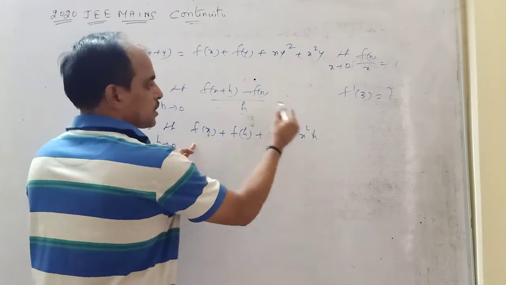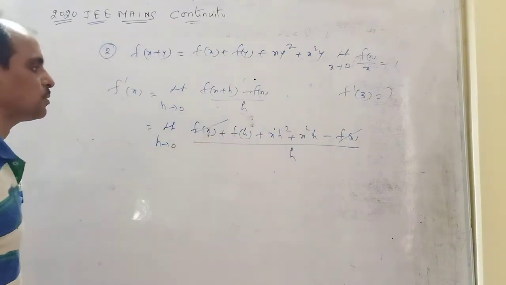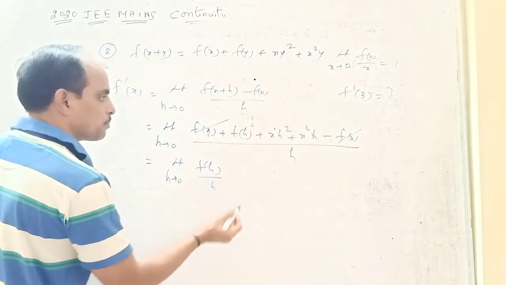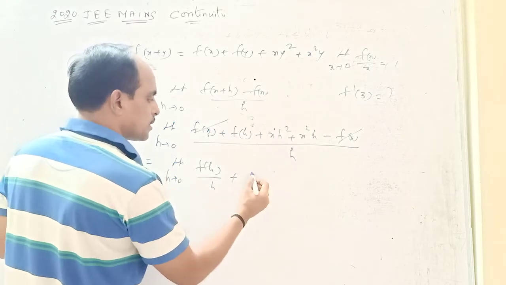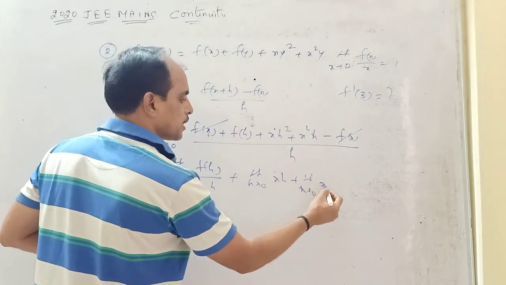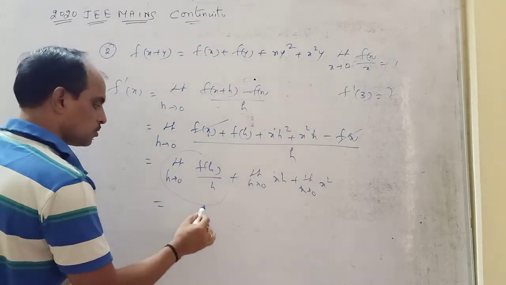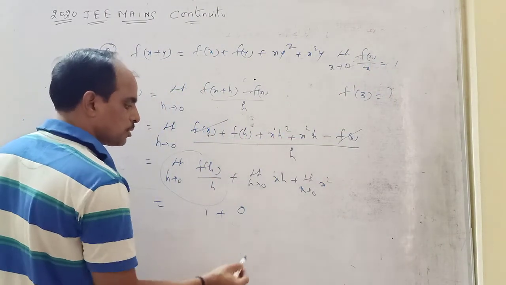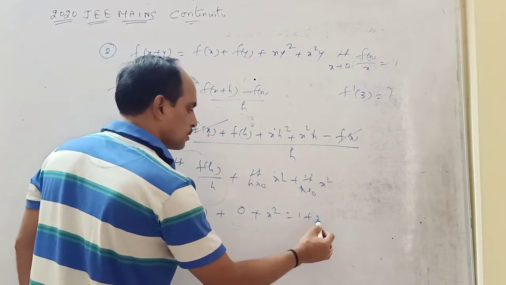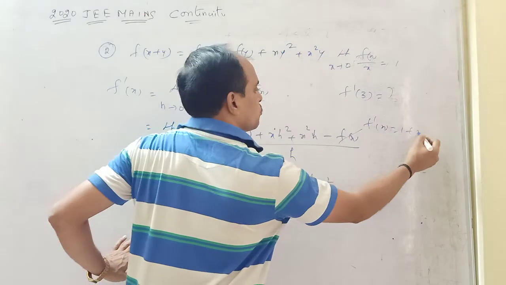This is all f of x plus h minus f of x by h. So f of x will cancel. Next, limit as h tends to 0, f of h by h, you separate that one, and plus h cancels, limit as h tends to 0, x h, limit as h tends to 0, h h cancel, x square. This value f of x by x is equal to 1, that is also 1, plus if h is equal to 0 it becomes 0, plus there is no h at all, so x square. So that is 1 plus x square. So this is all equal to f dash of x. Now f dash of x is equal to 1 plus x square.